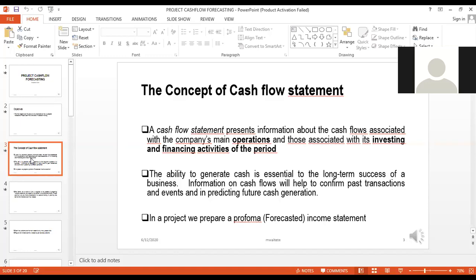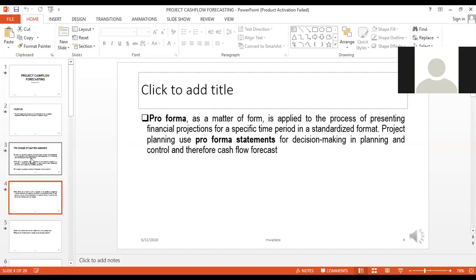So in a project, we prepare the so-called pro forma or forecasted income statement. That is what we prepare. Pro forma, as a matter of form, is applied to the process of presenting financial projections for a specific period of time in a standardized format. A project plan uses pro forma statements for decision making in planning and controlling, and therefore cash flow. And that's why we have to use that one.